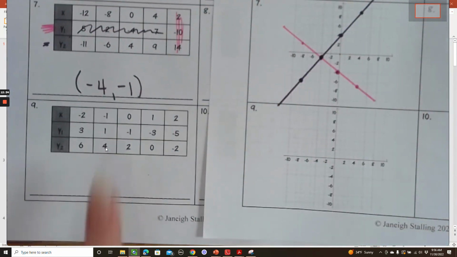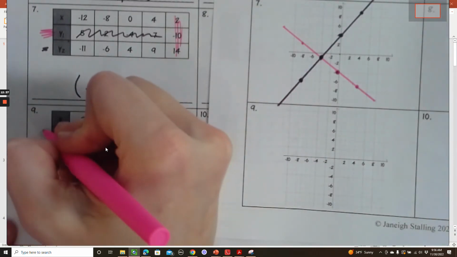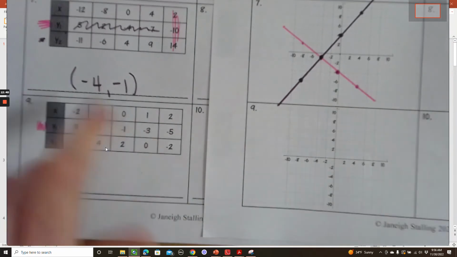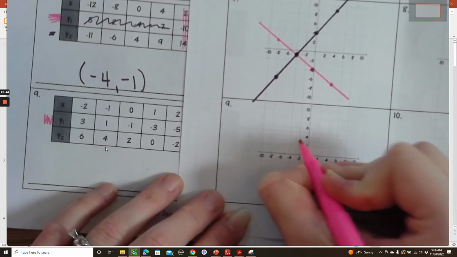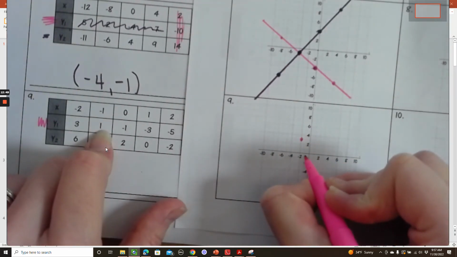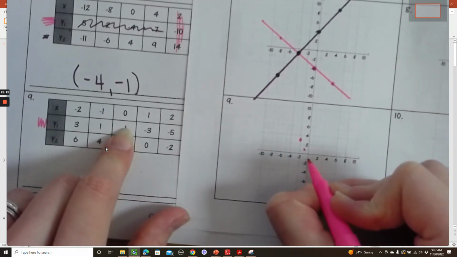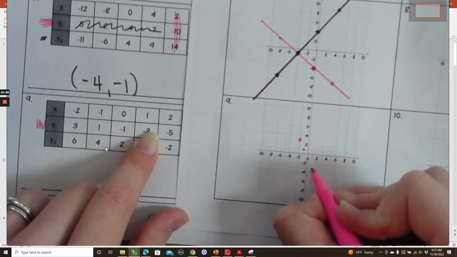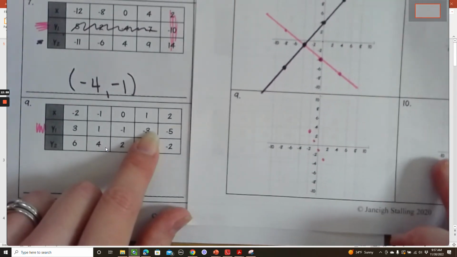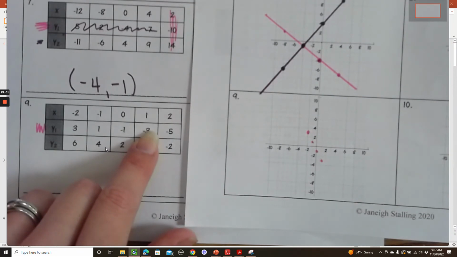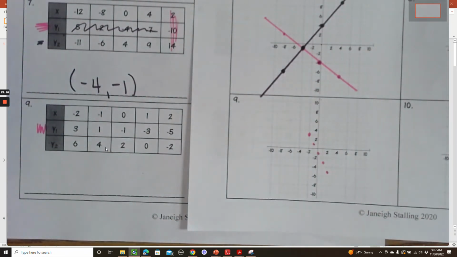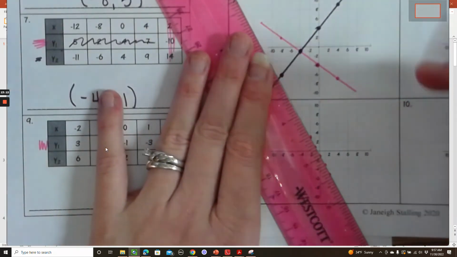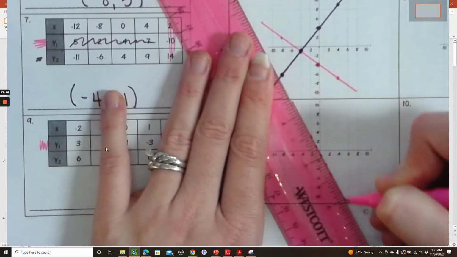All right. Let's do this one. So y1, that's going to be up here. That'll be my lighter color. And so again, all of these are points. So -2, +3. -1, +1. 0, -1. 1, -3. And you don't have to graph all of these points, but if you want it to be accurate and you really want to be able to see where they cross accurately, graph as many as you can. And then 2, -5. And then we connect the dots. Okay.